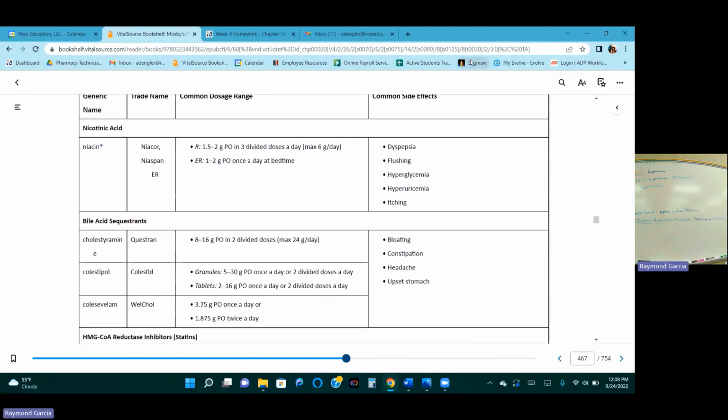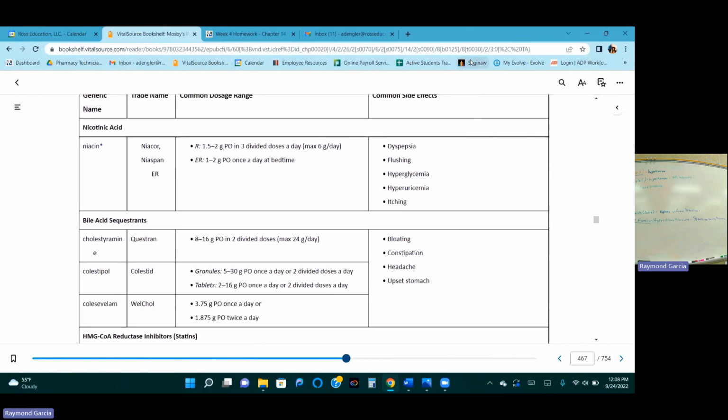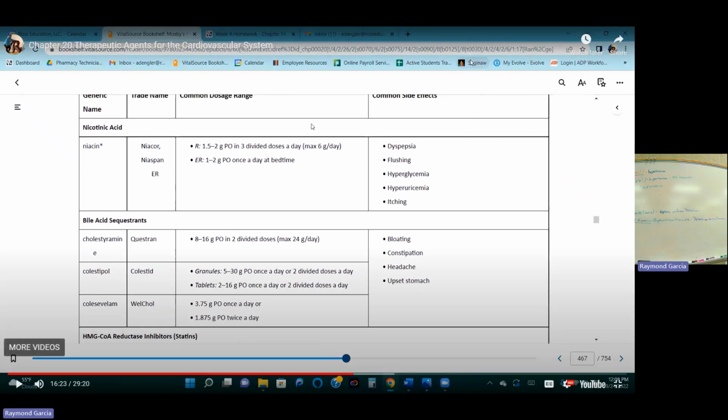In nicotinic acid, we have niacin. Has anybody taken niacin before? It works, I guess I would say, like a diuretic, but it causes the body to warm up and makes you feel flushed. But it does also excrete excess water from the body.